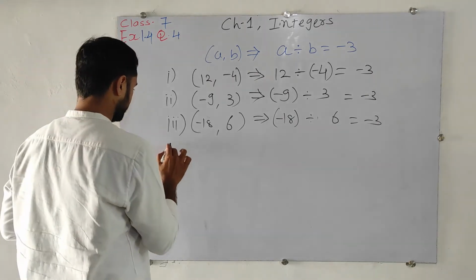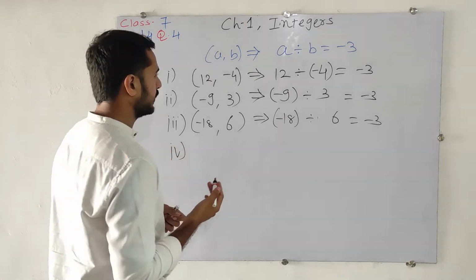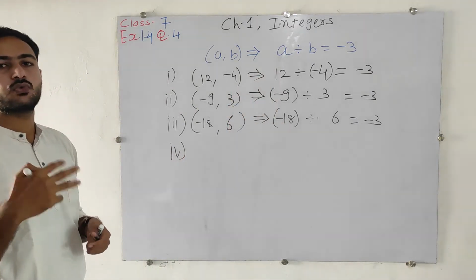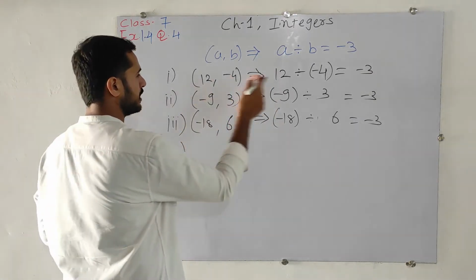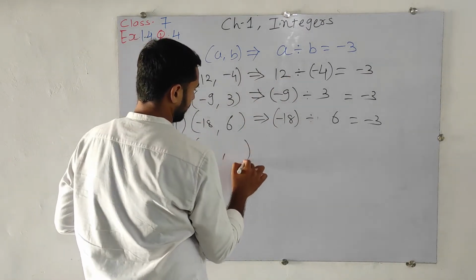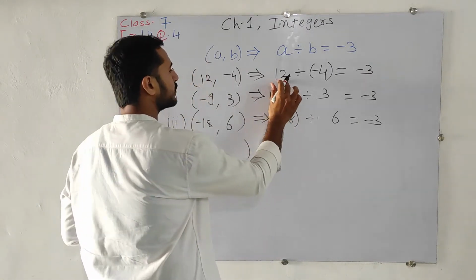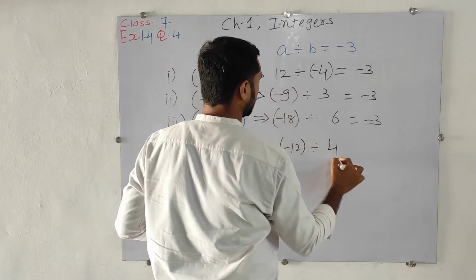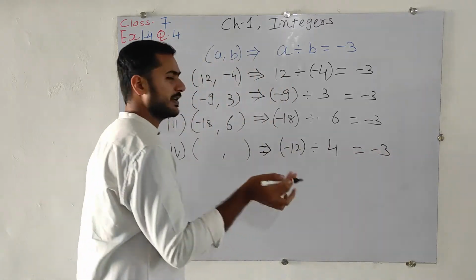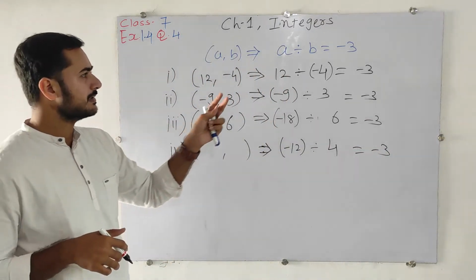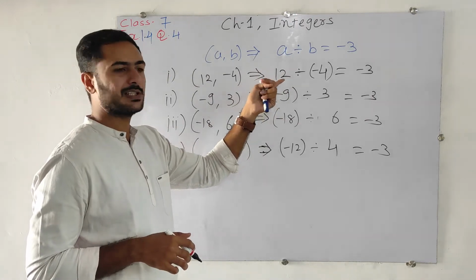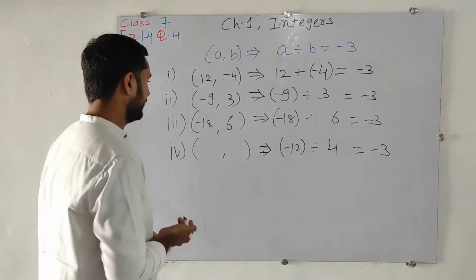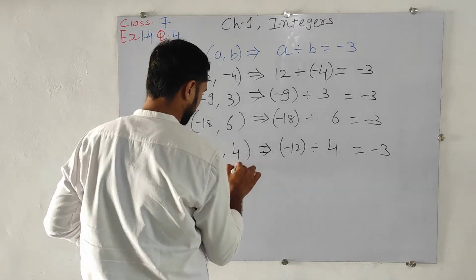Now the fourth one. From these you can create more new pairs. See how. For the first one, there is plus 12, so I select minus 12. And there is minus 4, so I select plus 4. The answer will be minus 3. You can check that. What I did here is shuffle the signs. If 12 is positive, make it negative, and negative becomes positive. So that's another pair: minus 12 and plus 4.